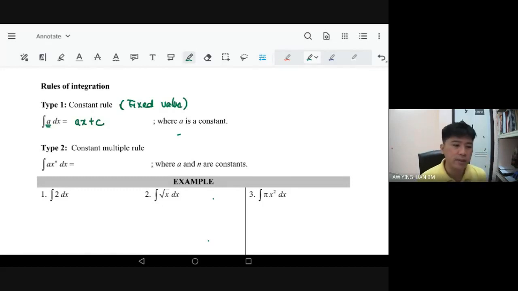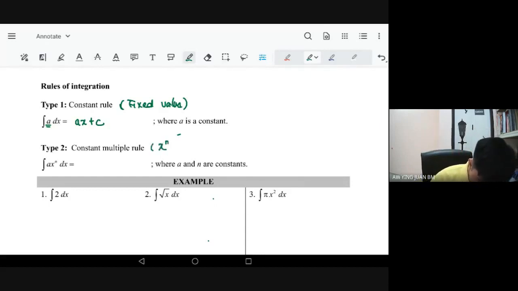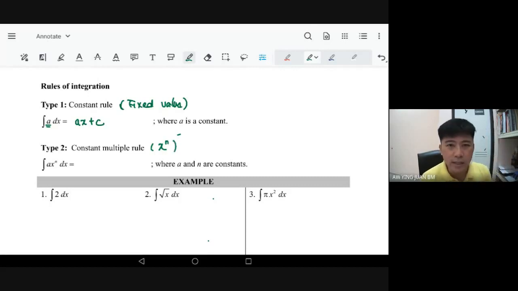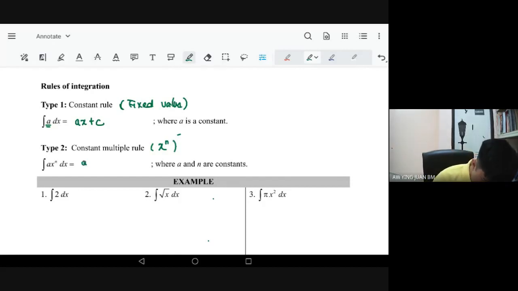Type yang kedua, constant multiple. Atau saya panggil dia X to the power of N. Nama dia lah. So, yang pertama, saya kata constant. Yang kedua, X to the power of N. Atau you nak panggil constant multiple rule pun boleh. So, macam mana nak integrate soalan yang macam ni? Iaitu A, X to the power of N plus 1 over N plus 1 plus C.